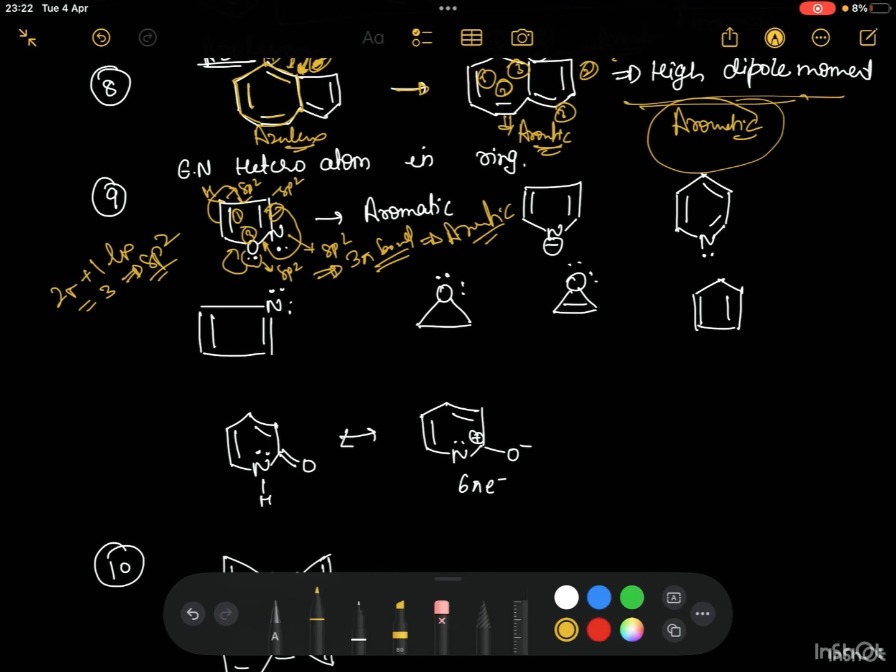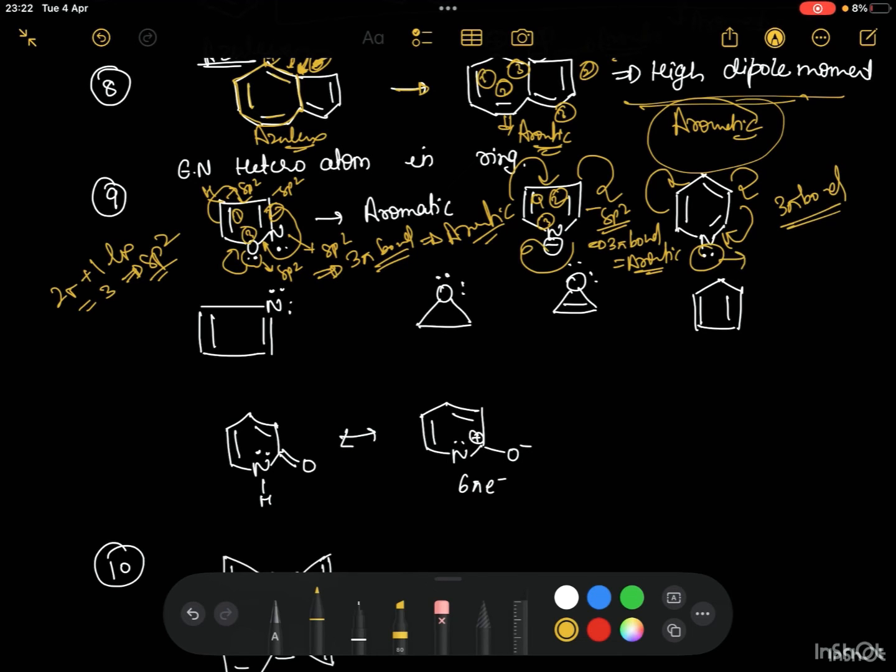Now if this system, we have this system 1, 2, 3. This negative charge is going into delocalization. So it has sp2. The system is planar, and how many pi bonds are there? 1, 2, 3 pi bonds are there. So this system is aromatic.